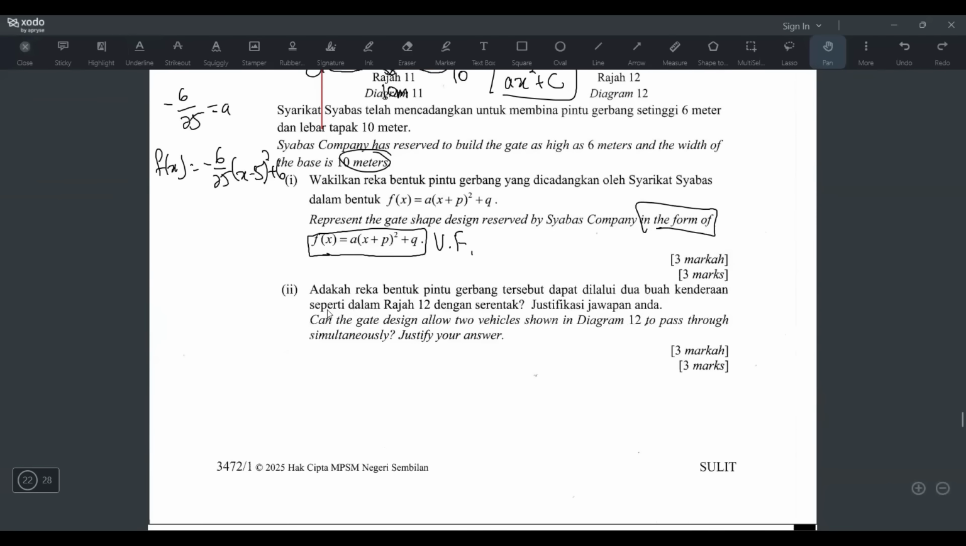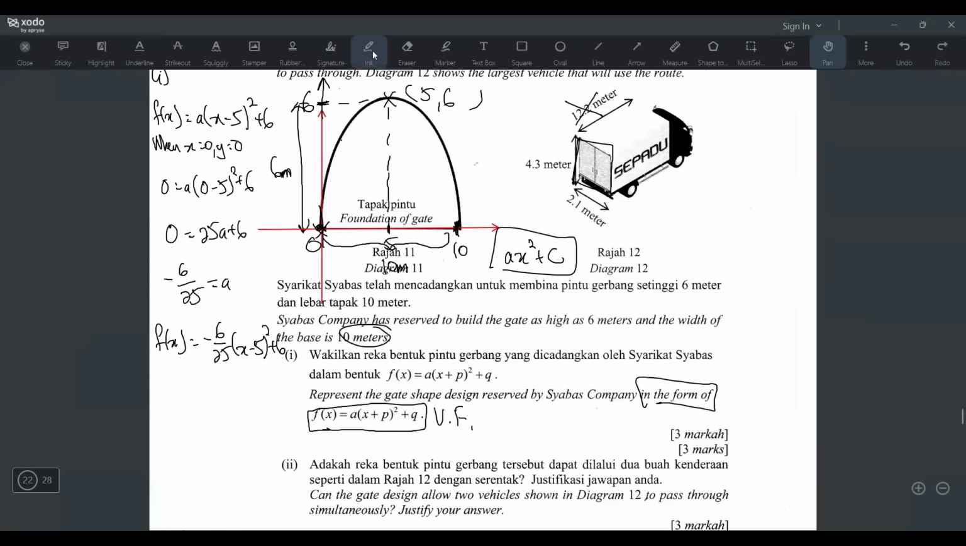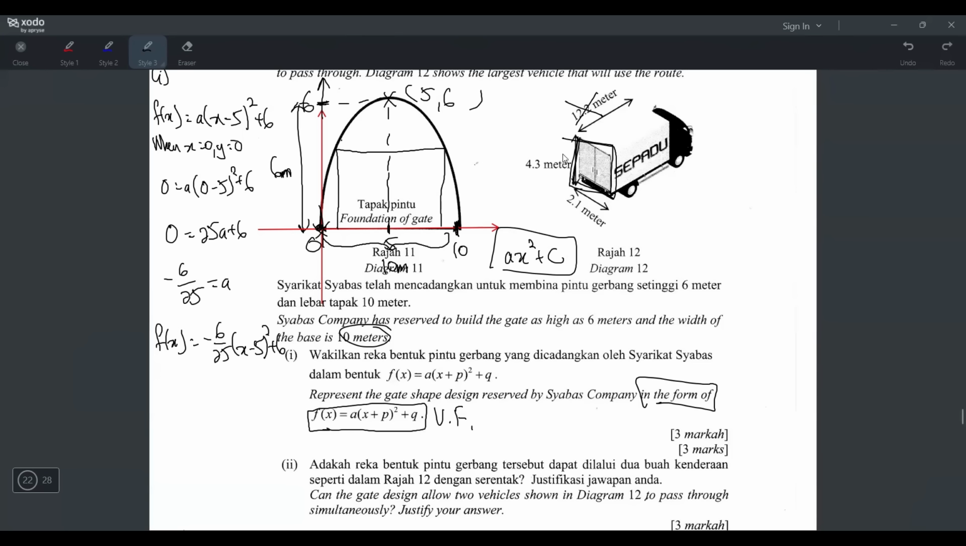Okay, let's do number 2. Can the gate design allow two vehicles shown in diagram 12 to pass through simultaneously? Justify your answer. All right. Since the vehicle is in a rectangle shape and this one is in the parabola shape, what I have to do is basically draw a rectangle inside the tunnel.